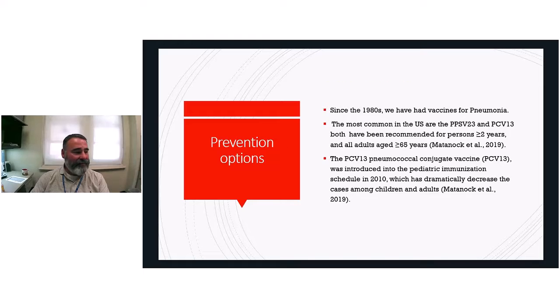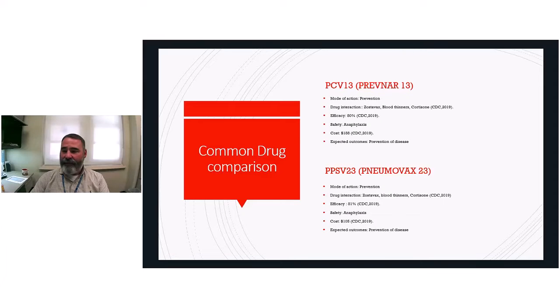Okay, so let's compare the two. Your PCV13, also called Prevnar 13, and the PPSV23, or Pneumovax. Both are for prevention. Both have some drug interactions, a very large list on the CDC website, but some of the common drugs might be Zostavax, blood thinners, and corticosteroids. They're both highly effective with around an 80% efficacy. They both do have some safety concerns that would be anaphylaxis because of certain components in the vaccine itself.